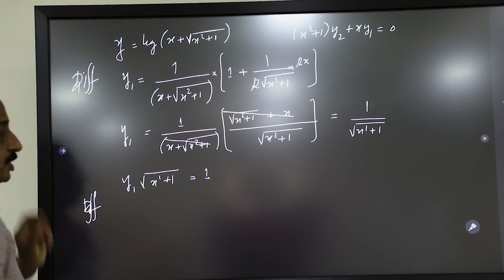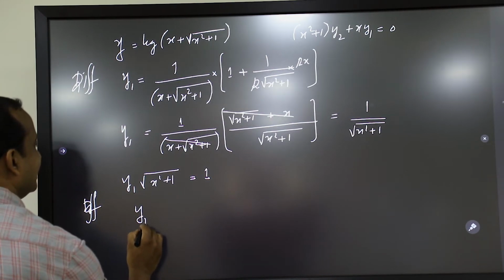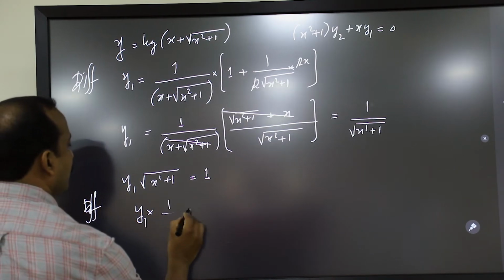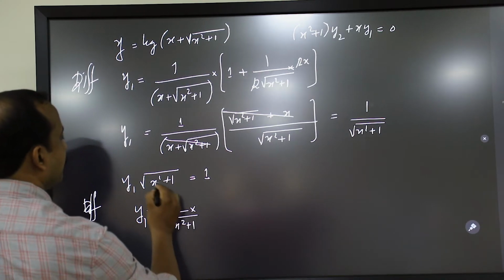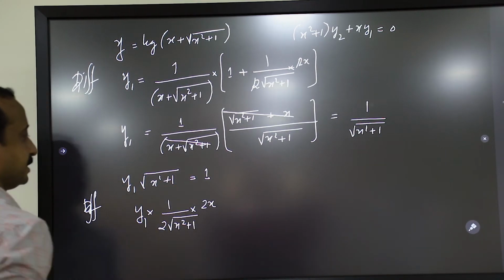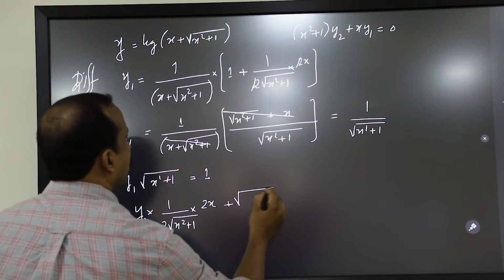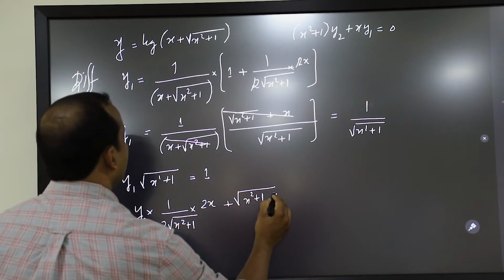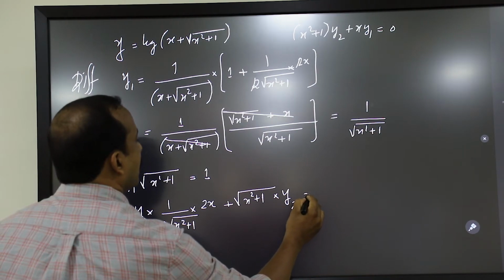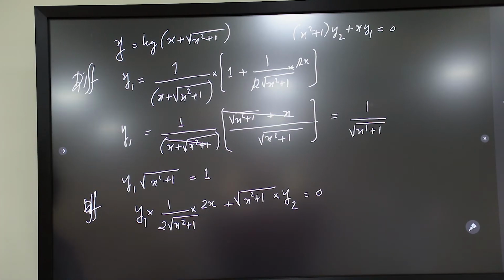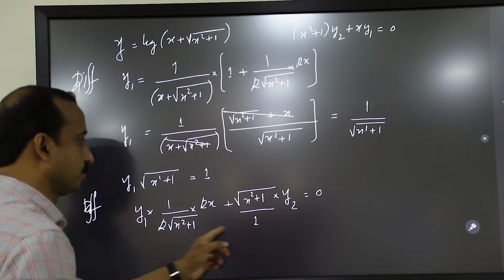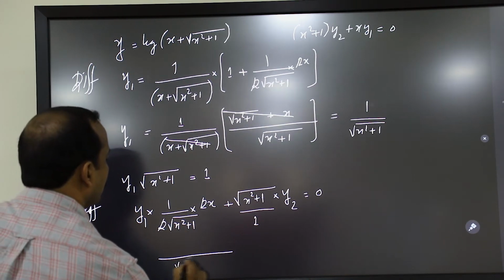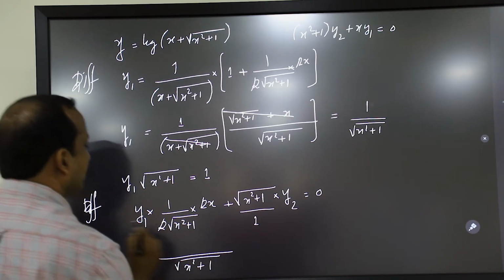Now differentiating with respect to x, we get: first into the derivative of the root, which is 1 by 2 root of (x² plus 1) into the function of function derivative, the derivative of x² plus 1 is 2x, plus second, root of (x² plus 1) into the derivative of y1 which is y2, and the derivative of 1 is 0. Here the 2 cancels. Here the denominator becomes 1. Now the LCM is root of x² plus 1.